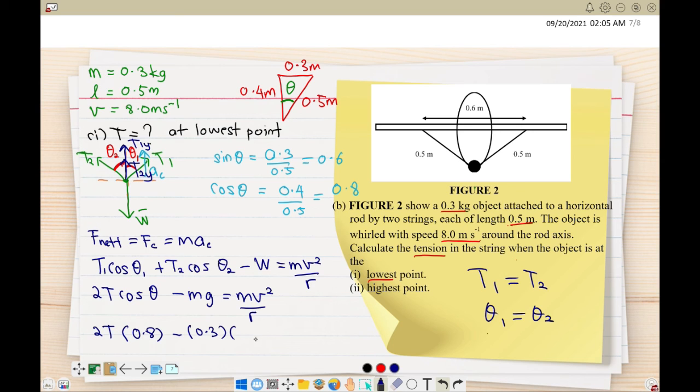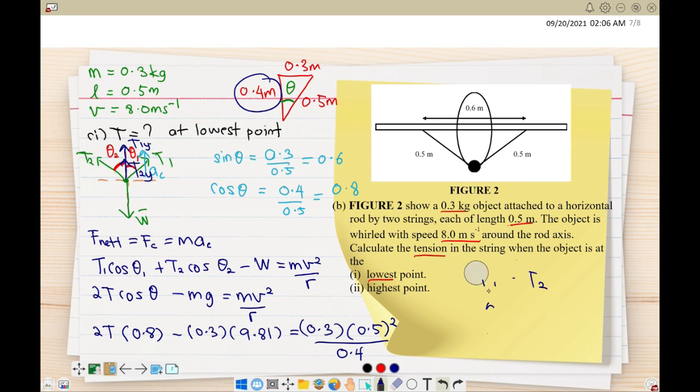Okay, times with 9.81 equals to mass kita 0.3 and V square. Okay, V is 0.5. Jangan lupa square it over with the radius. Okay, radius which is yang kita dah dapat tadi tu, iaitu 0.4. Kita dah cari tadi, so kita boleh guna terus. Okay, 0.4. Ni saya padam sebab saya nak guna space kat sini.